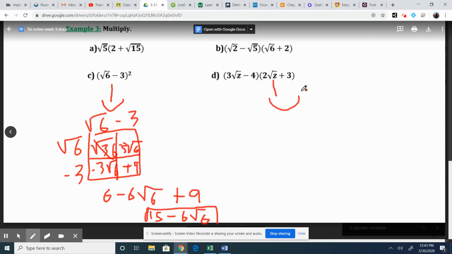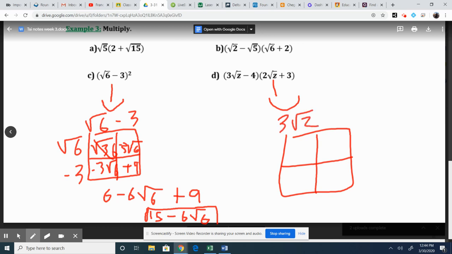Similar situation that we have up here. Again, what we're going to need to do is multiply 3 square root of z minus 4, 2 square root of z plus 3. So on the top, we have 3 times 2, which would be 6, and then square root of z and square root of z. So similar to what we had here, square root of 6 and square root of 6, what that means is that we're going to have 36 or 6 squared. And because that happens, we actually can eliminate the square root completely.